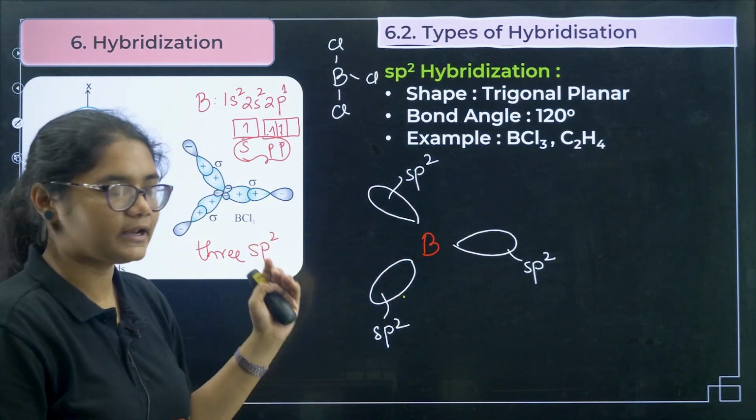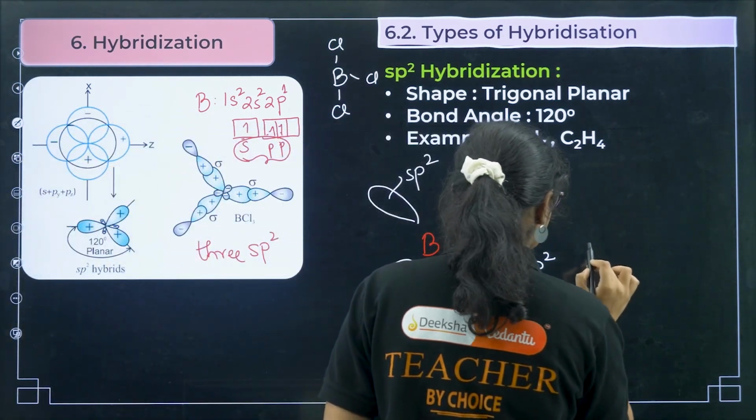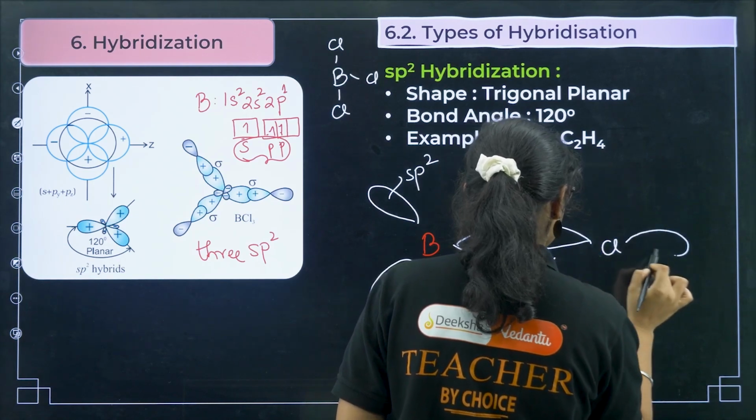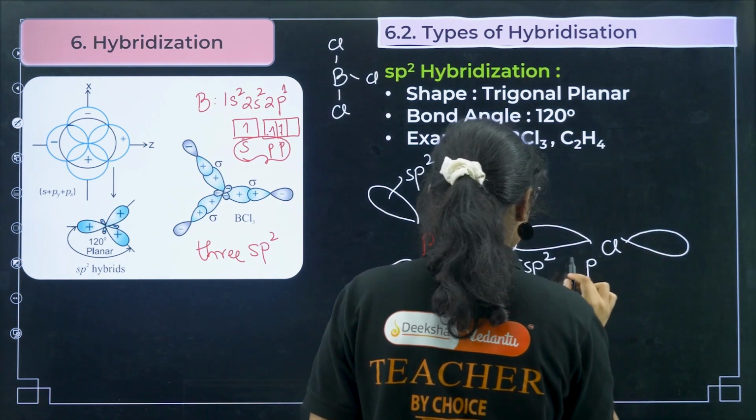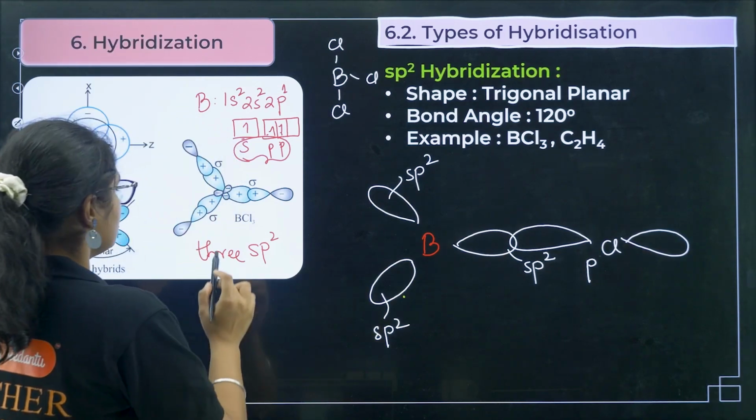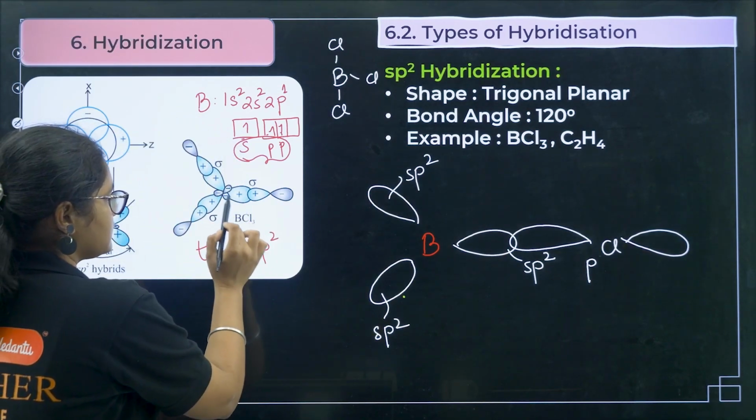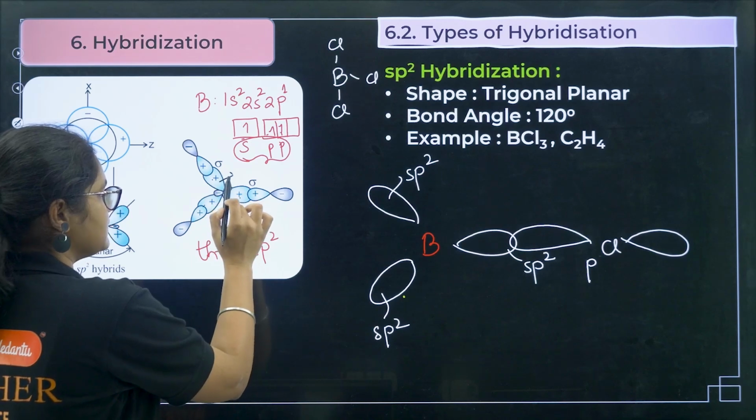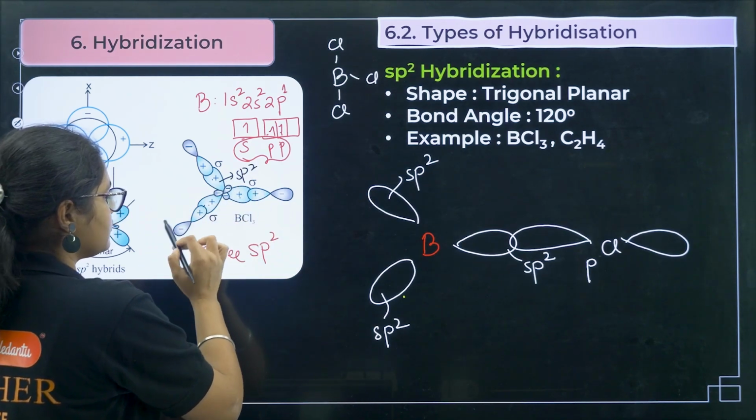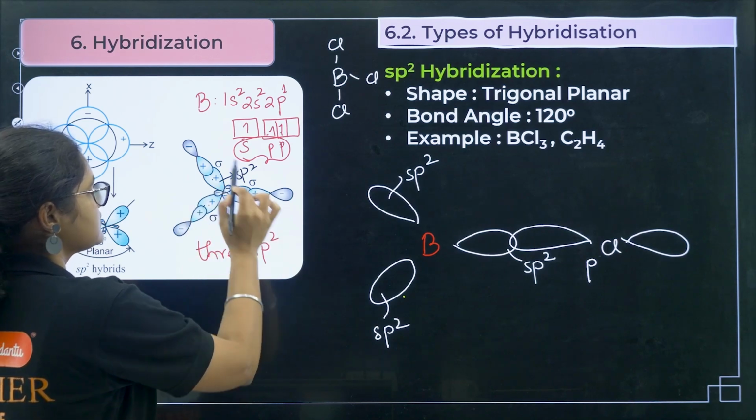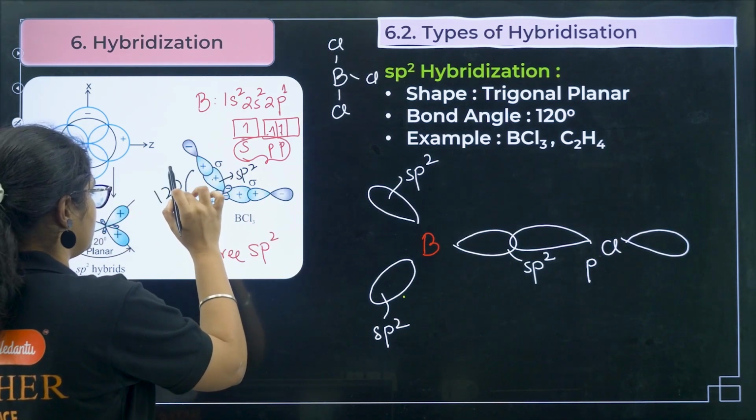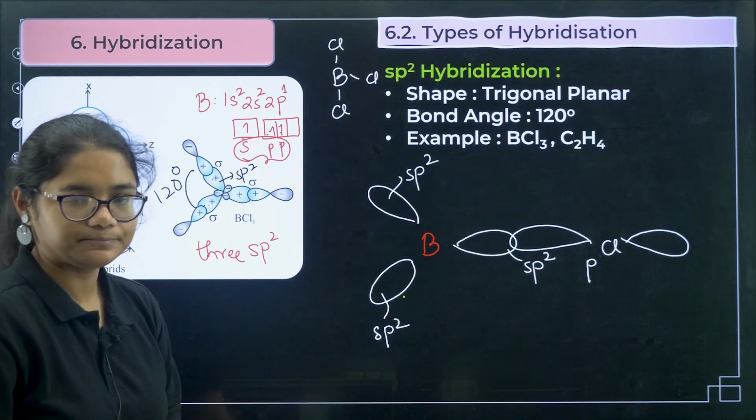Okay, boron is clear. Now about chlorine: chlorine will come and form a bond with boron using its p orbital. So you can see here, boron has 3 sp2 hybrid orbitals, sp2, sp2, sp2, forming bonds with chlorine, chlorine and chlorine. Okay, so this shape is called trigonal planar and this bond angle is 120°. Clear?